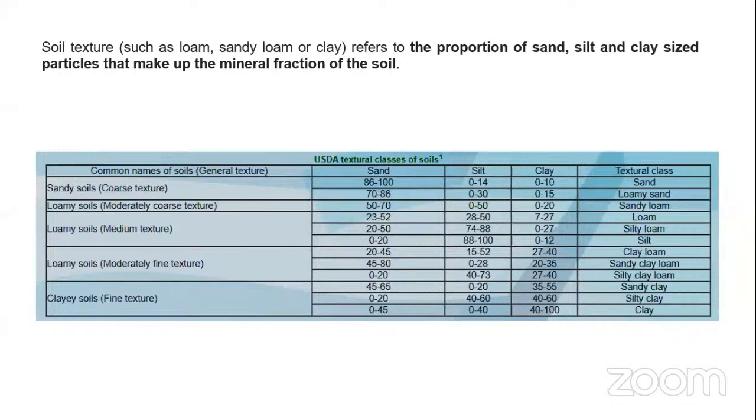And an ideal loamy soil is cohesive and has good drainage, medium water retention capacity, medium plant available water content, low plasticity, low stickiness, and medium cation exchange capacity. And the loamy soil is the ideal soil for crop production and agricultural use.